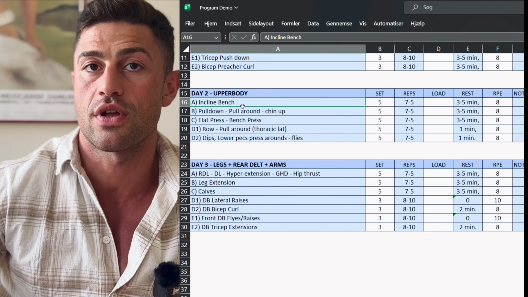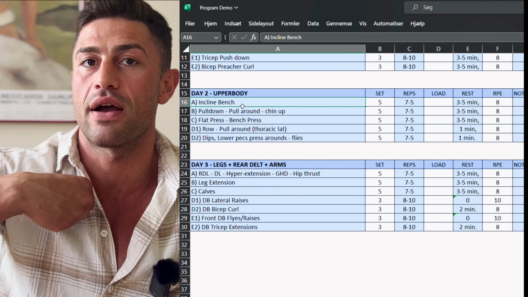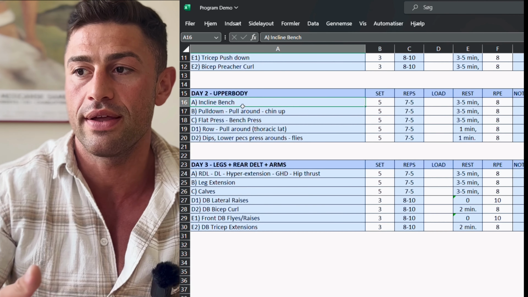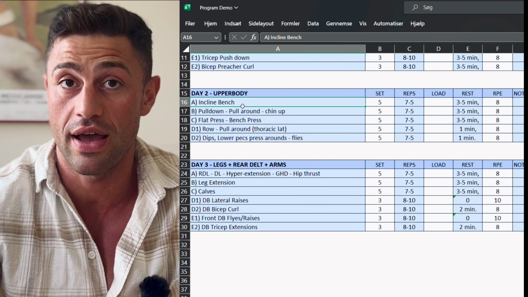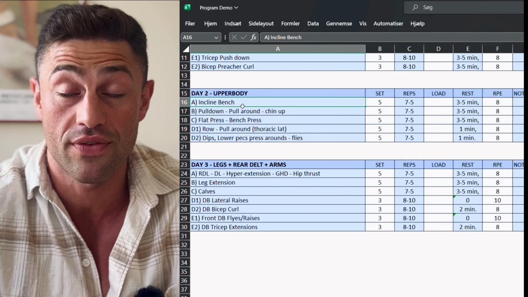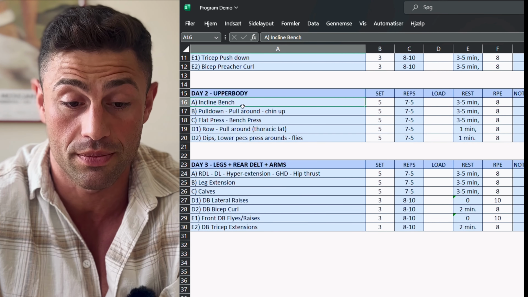So one week we start from the bottom and go up, and the next week we start from the top and go to the bottom. That's a very helpful element that I've been using myself with my clients. So we start with the incline bench, and then we do some pulldowns or pullarounds. If we are more detailed, we can even do chin-ups if that's what the client prefers.